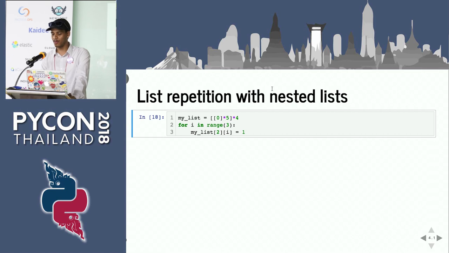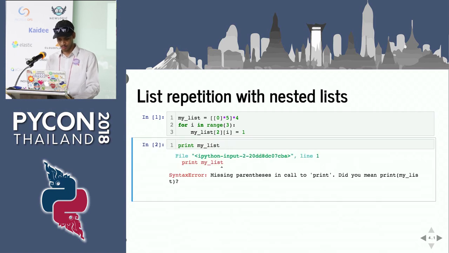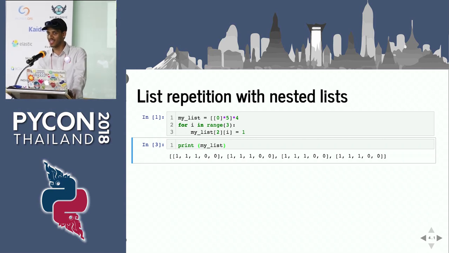All right, so let's start with a really simple example, which is list repetition with nested lists. This is just a simple list of zeros, and I'm trying to change a couple of elements to one. Let's try to run this, and let's try to print it. So this is what happens. How many people were thinking this was not the expected behavior?